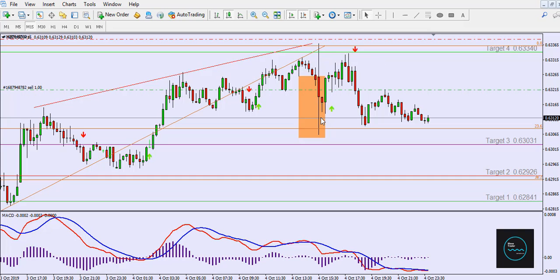So that means if I had chosen not to go in with a market order, and I decided to go in with an entry order, I would have waited patiently for this retracement to begin.